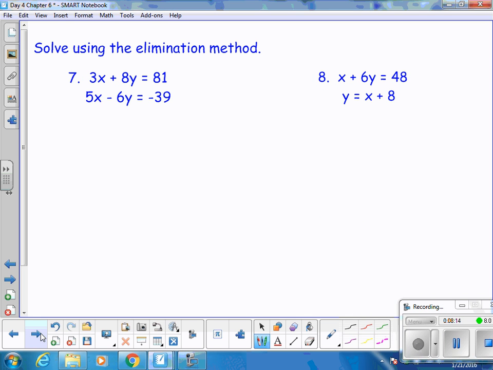All right, we're going to continue using the elimination method. On number 7, we've got a couple options here. Looks like we're going to have to change both of them to do some elimination on this one. So be smart about which one you're going to do. If you're going to do the x or do the y, it doesn't matter. It's your choice. Just make sure you use accurate math and keep an eye on those negatives. Once you press pause, work it out, and let's see how we do.